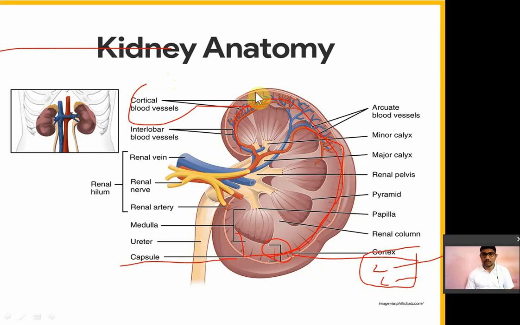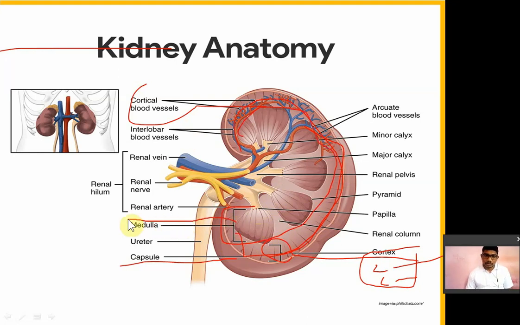Because the Bowman's capsule and collecting duct are present in the cortex, there is a network of capillary blood vessels known as cortical blood vessels. Now after this there is another layer, known as the medulla.